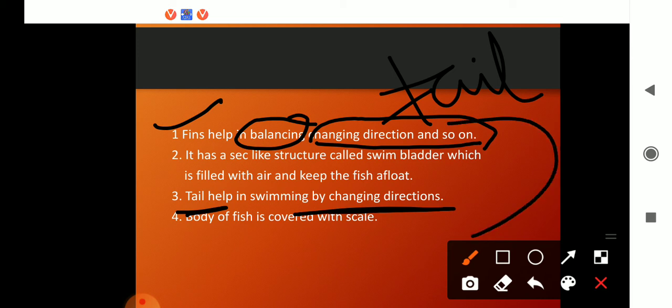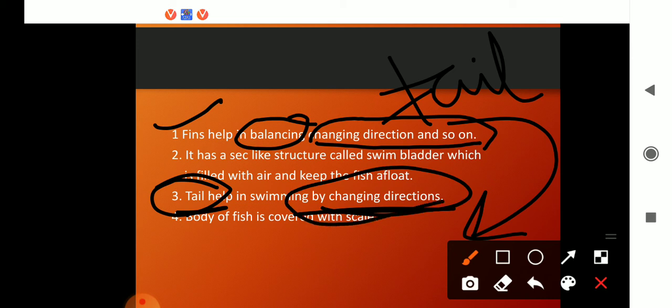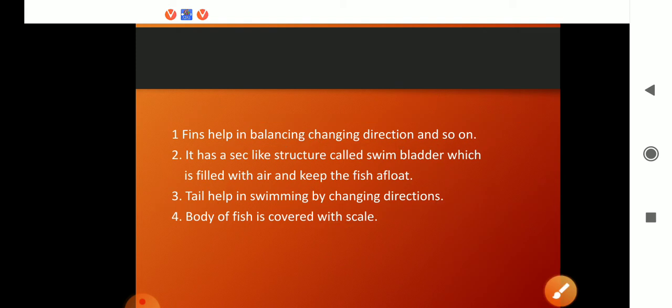Then this tail helps in changing direction, and fins help in balancing. Mainly, the main function of fins is balancing, and the main function of the tail is changing direction, right. For the upper ones you will say balancing, and for the tail you will say changing direction.